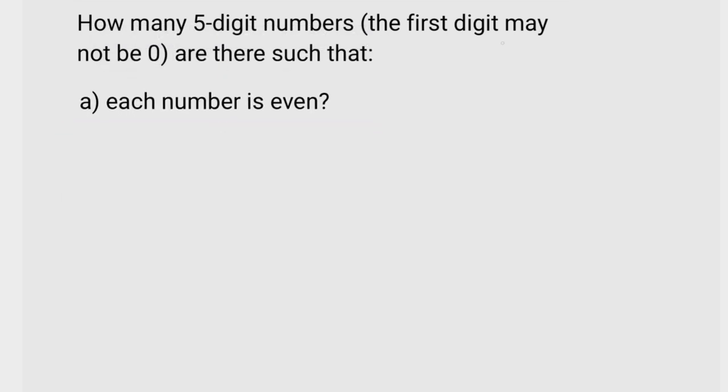How many 5-digit numbers are there where the first digit may not be 0? That makes sense, because if it starts with 0, like 0, 1, 2, 4, 8, this is not a 5-digit number, this is a 4-digit number, guys. Come on now.